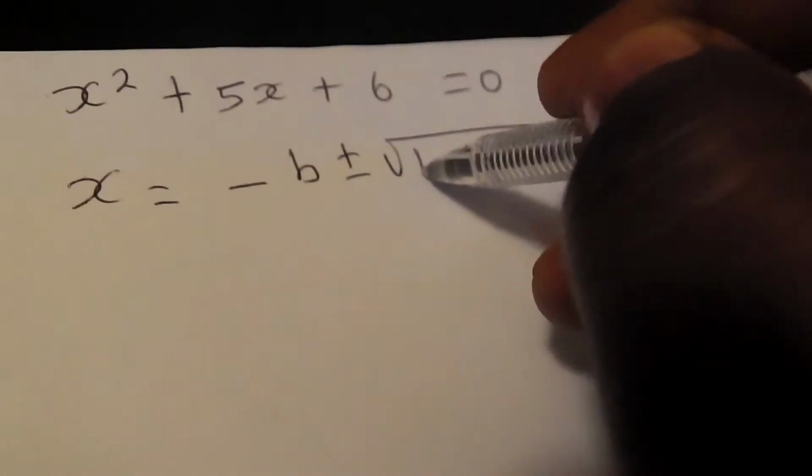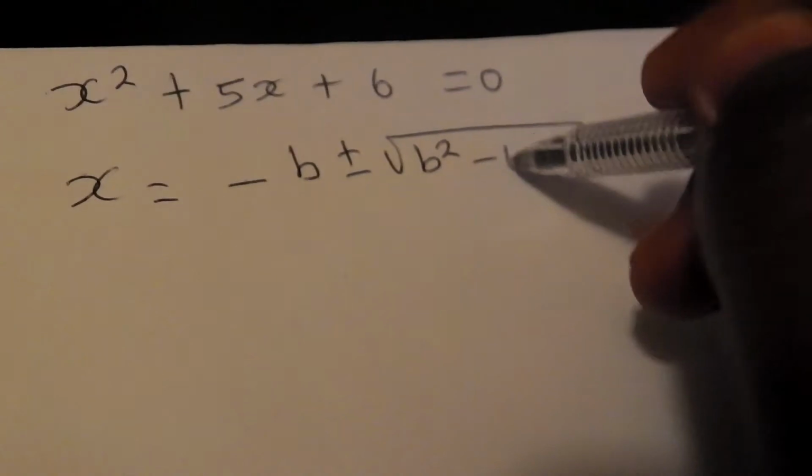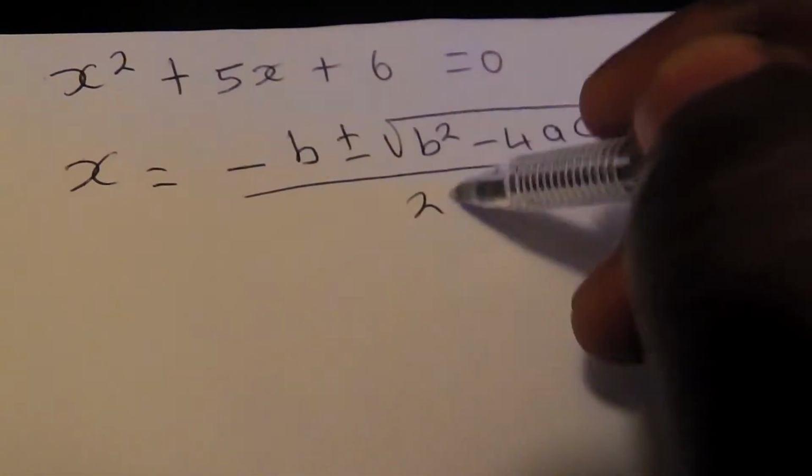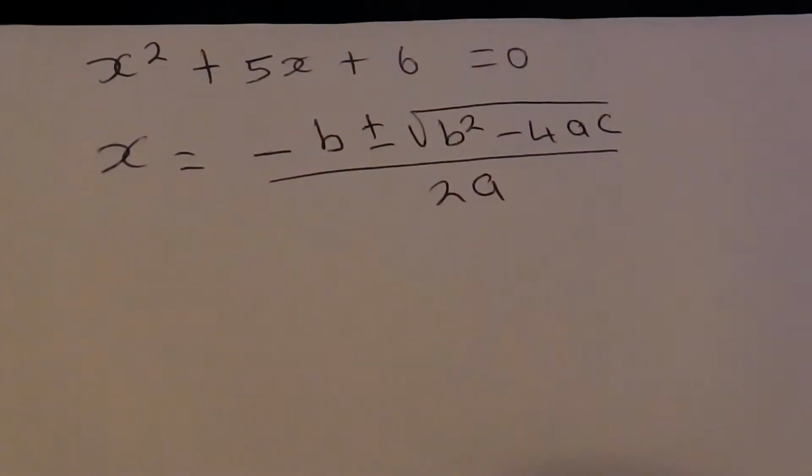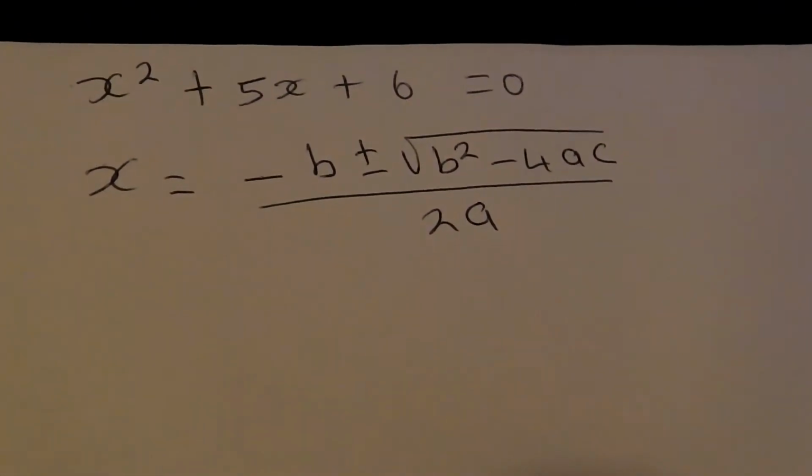The quadratic formula is x is equal to minus b plus or minus the square root of b squared minus 4ac, everything over 2a. You might be wondering how you actually get the values of a, b, and c.